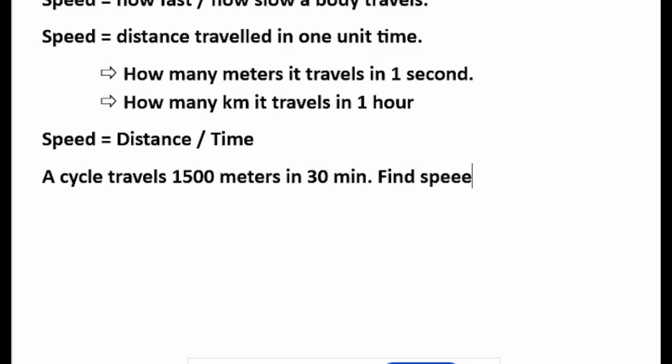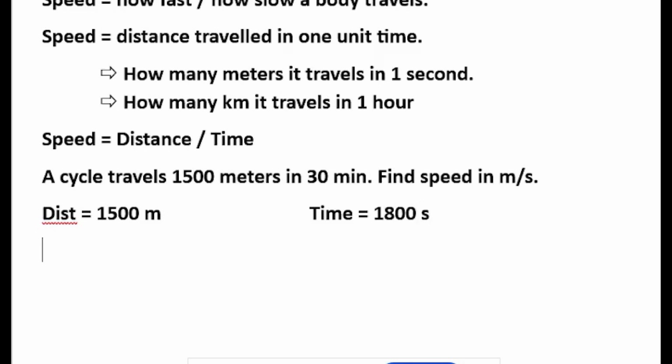Find speed in meters per second. So distance, keep it in meters, that's no problem. But minutes you have to change to seconds, because you want meters per second. So time will be 30 minutes. 30 minutes you will change to seconds. 30 multiplied by 60 will be 1800 seconds.